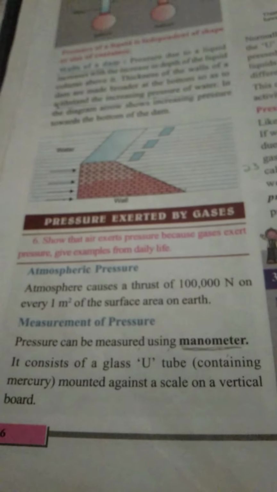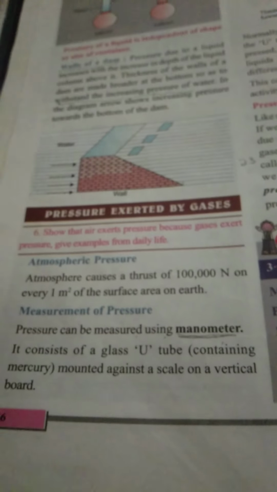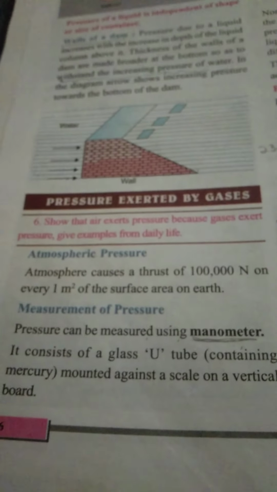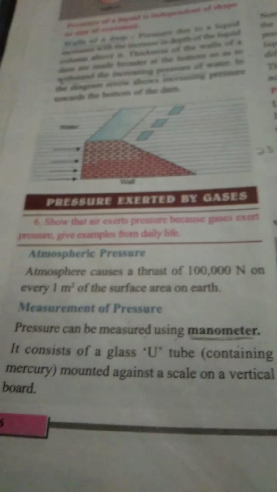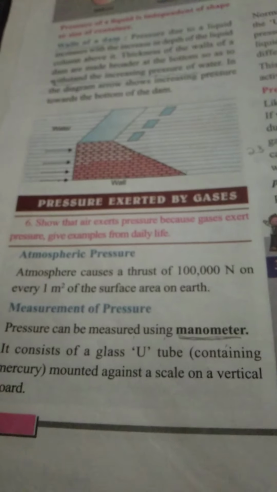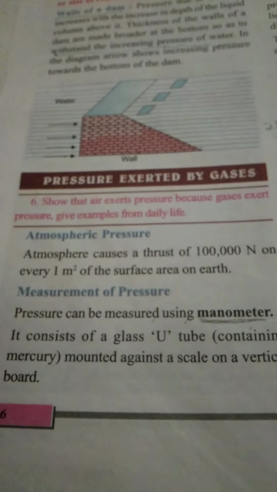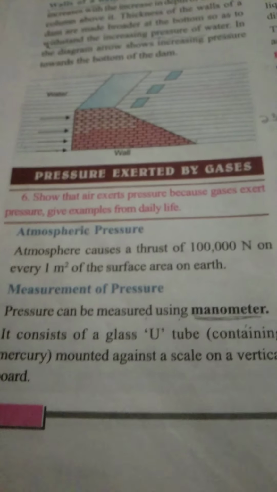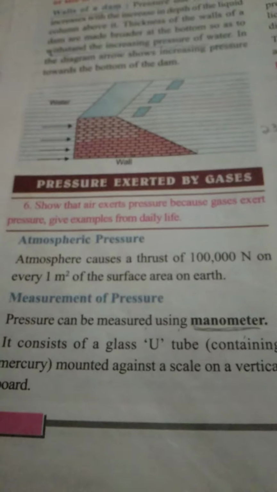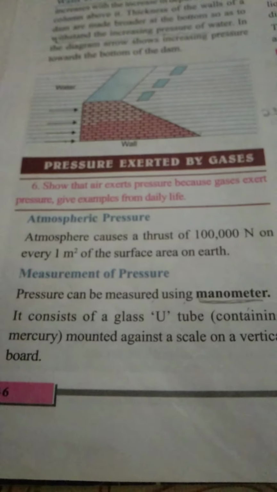That is atmospheric pressure. The pressure exerted by the atmosphere on the surface of the earth is called the atmospheric pressure. And how much is it? 1 lakh Newton on 1 meter square surface area of the earth. And the next one is measurement of pressure. Pressure is measured using an instrument called a manometer.